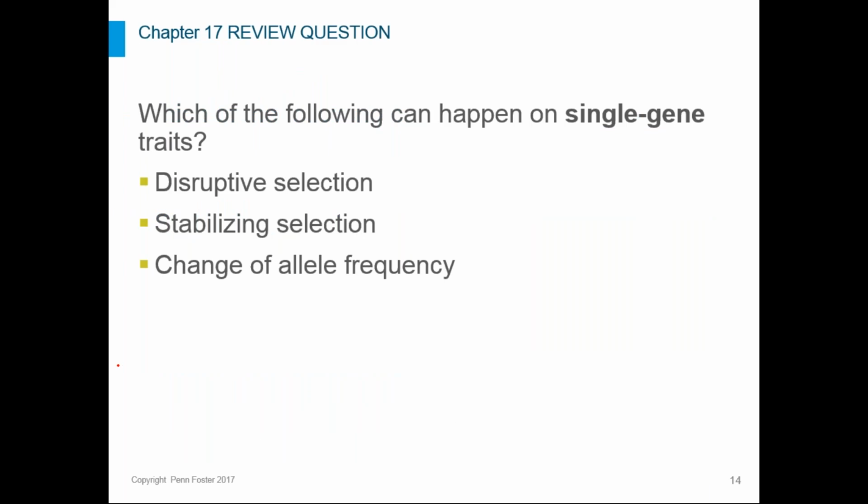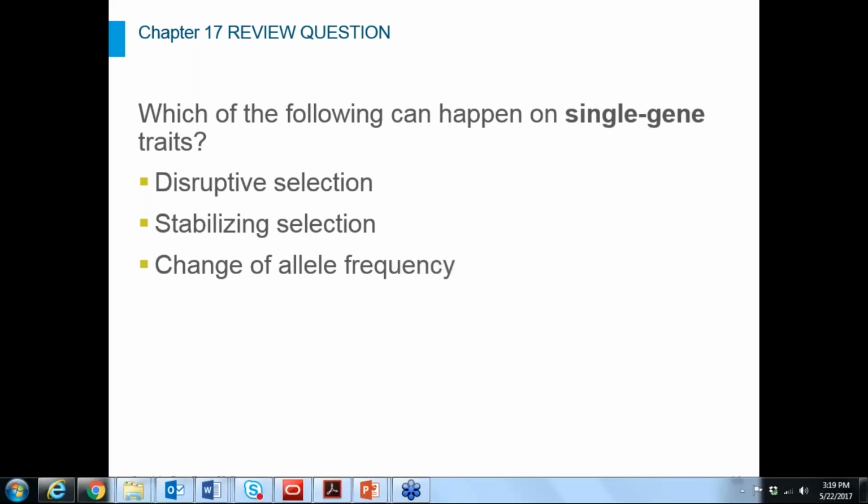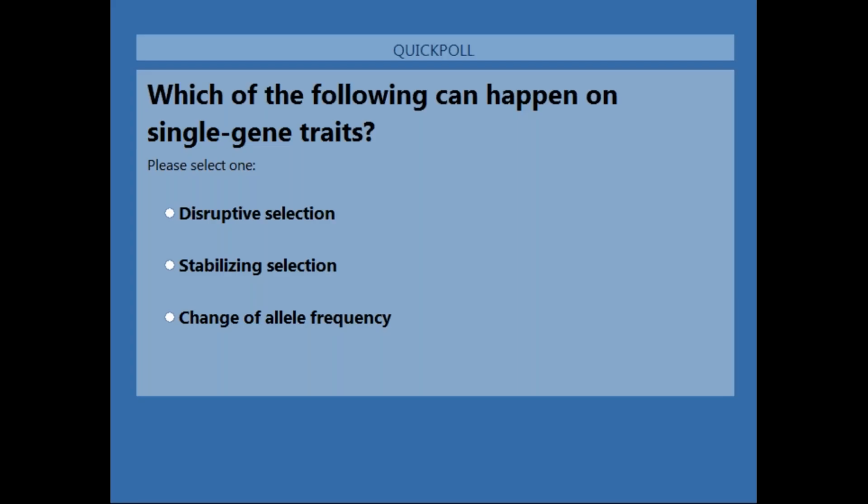Okay, we're going to review this before we move on. So which of the following happens on single gene traits? So let me start the poll for that one. Okay, this one's only got three options. So if you have a single gene trait, not a polygenic trait, do we have disruptive selection, stabilizing selection, or change of allele frequency? I'll give you about a minute to answer this.